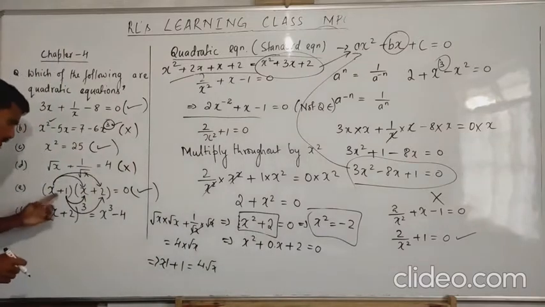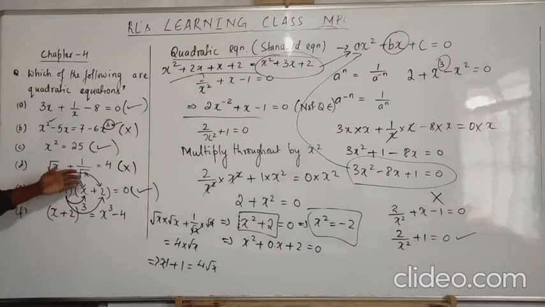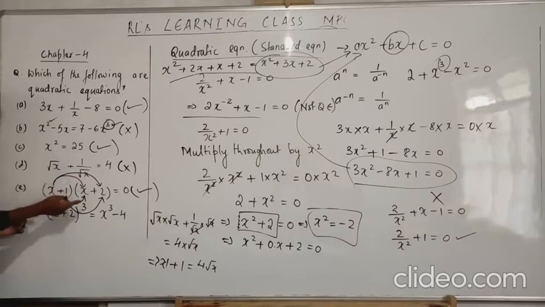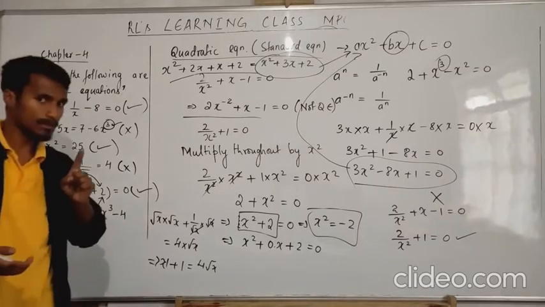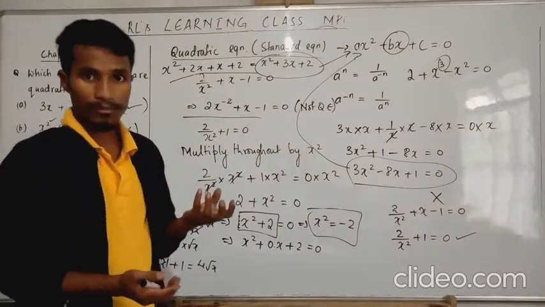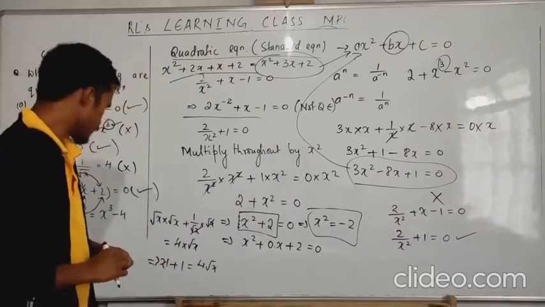Yes. Then this also is a quadratic. For this type of equation, you don't need to multiply the whole thing. Just look here: x into x, x squared. Then the power is 2, or the degree is 2. Then that will be a quadratic equation.